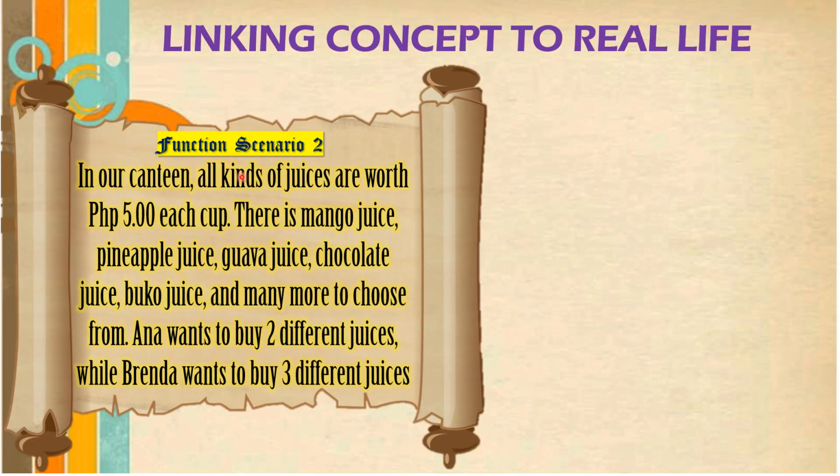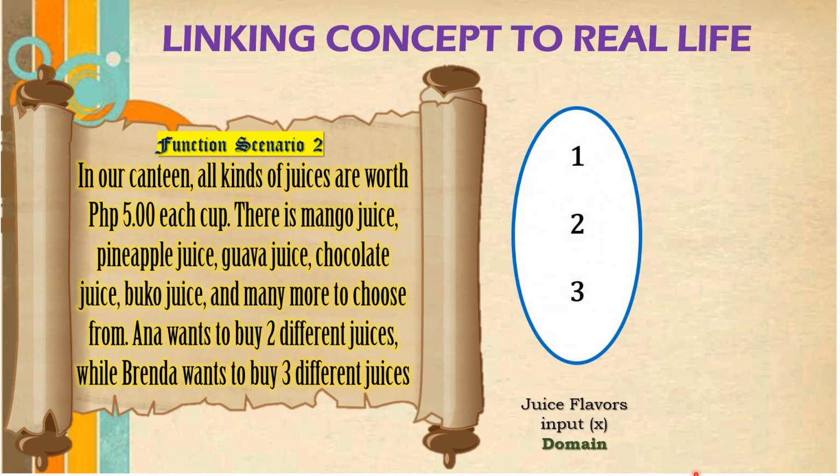Next, function scenario number 2. In our canteen, all kinds of juices are worth 5 pesos each cup. There is mango juice, pineapple juice, guava juice, chocolate juice, buko juice, and many more to choose from. So Anna wants to buy 2 different juices, while Brenda wants to buy 3 different juices. So we have to represent this as a mapping diagram.